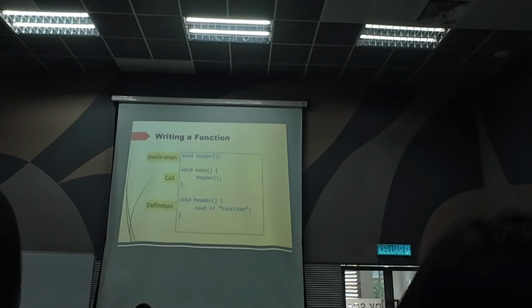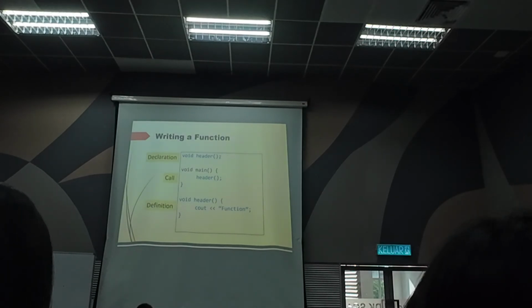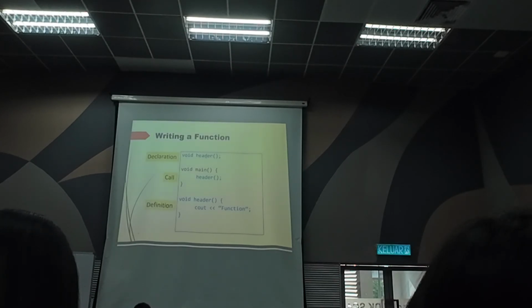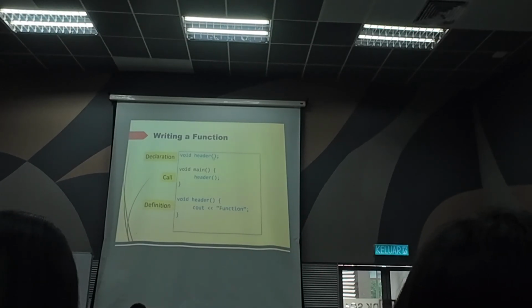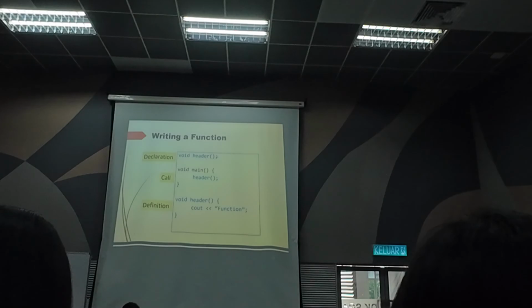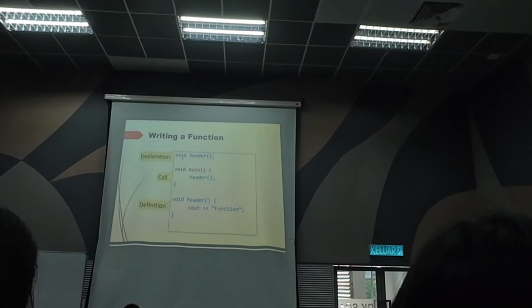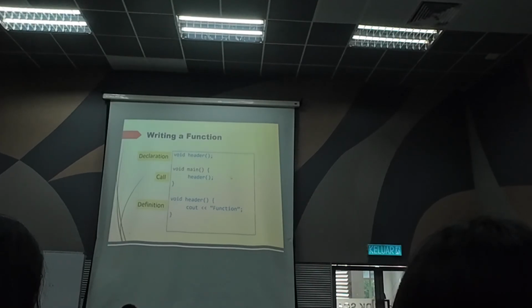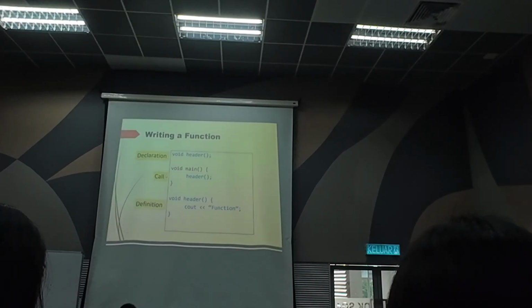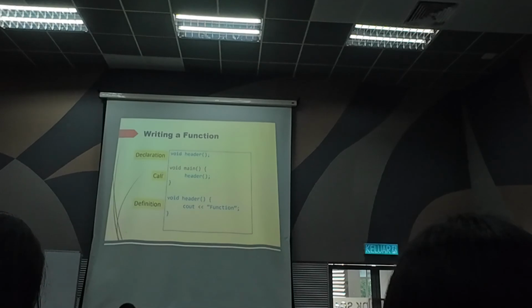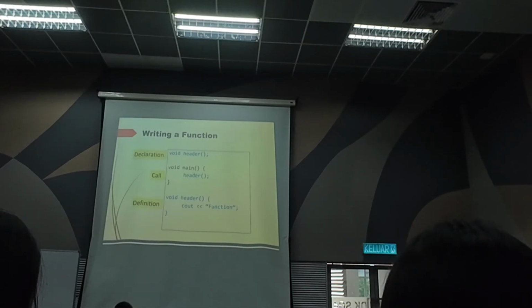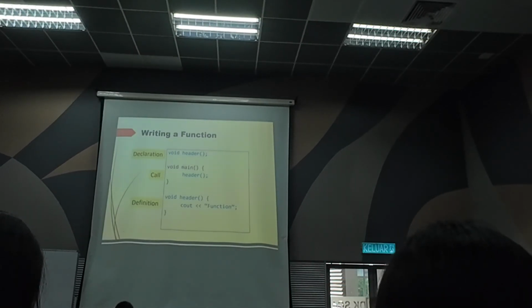In functions, it is the same thing. You have to declare. Let's say void header. I'm going to declare that I'm going to create this header function. The header function is your function name together with these braces, and this is your return type. We're going to explain this in the slides. And next is the function call, in my main method.